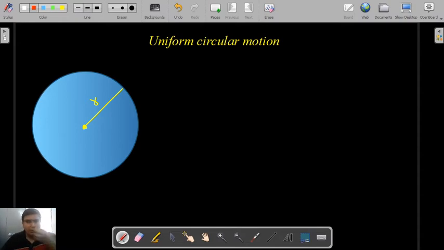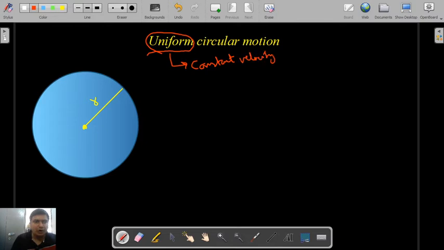Now we are moving ahead to our next topic. So this is the topic related to uniform circular motion. When we say uniform, as in the previous lecture we had already discussed, uniform refers to constant motion under constant velocity or constant acceleration.